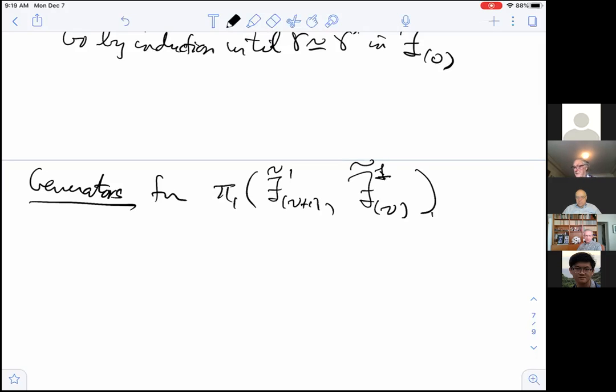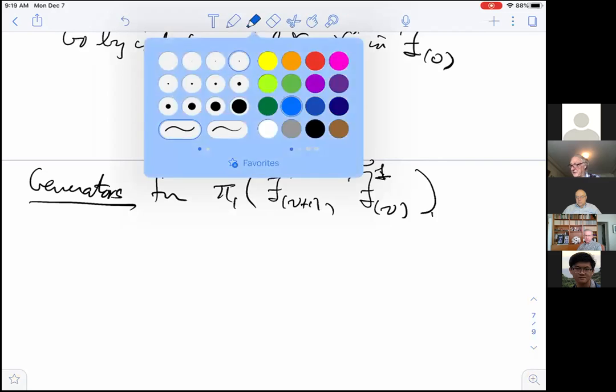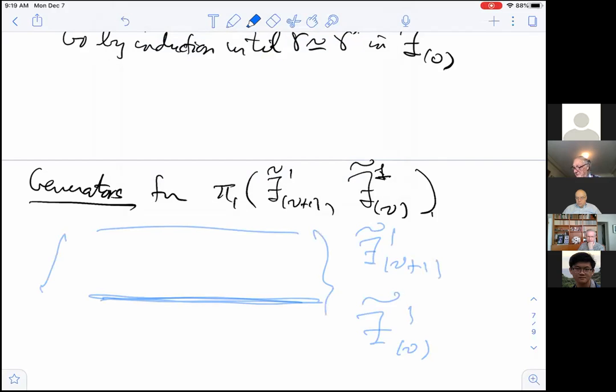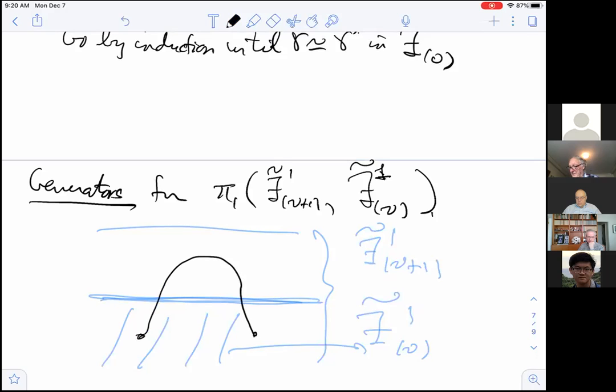Okay. So the picture I'm going to draw is my choices. Let's do blue. This blue line will separate F tilde 1 nu from F tilde 1 of nu plus 1. So it includes all of this stuff. This is F tilde nu. Okay. And now I have a path like this. Now this path can cross lots of different codimension 1 strata. But in particular, it has to cross a codimension 1 stratum here and a codimension 1 stratum here.